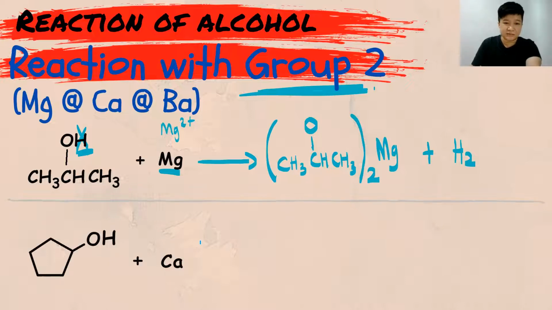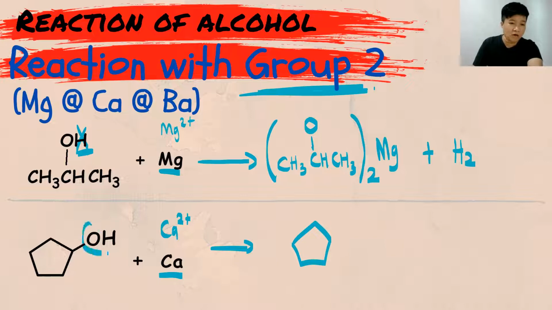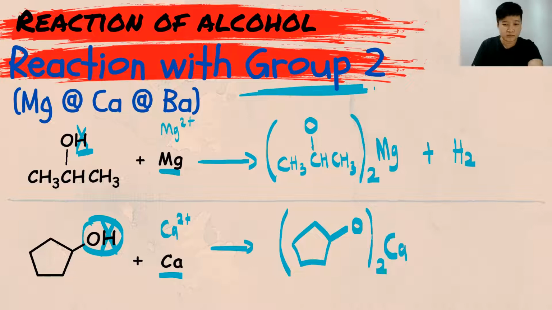Next, same thing over here. You have your calcium. You know that your calcium is a group 2 metal. Therefore, when you write your product, everything remains the same, but the alcohol will remove the hydrogen. So you have your O bonded over here, your oxygen right now having 2 of it, Ca2 plus. That is your Ca bonded with 2 of the O minus ion, plus the H2 gas.